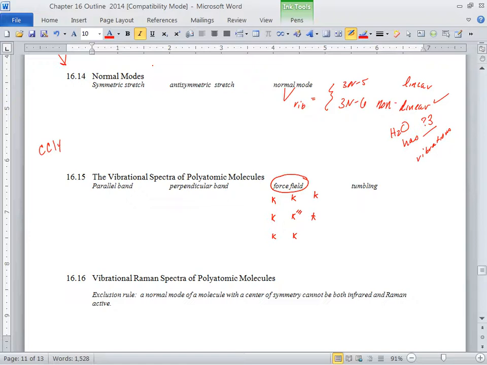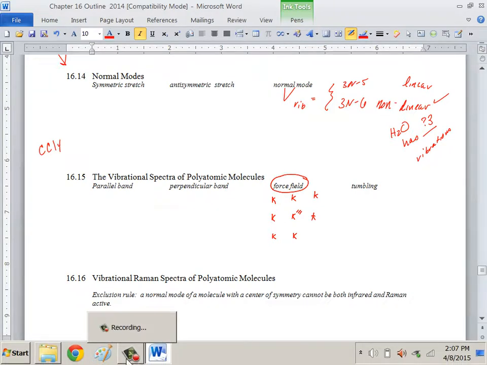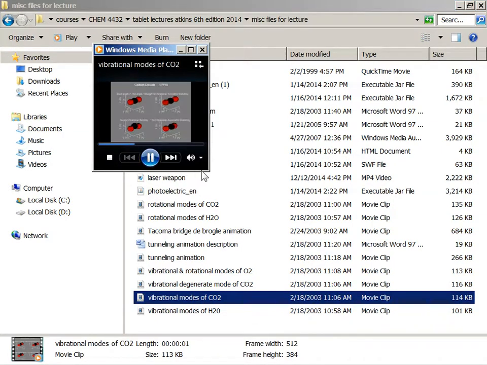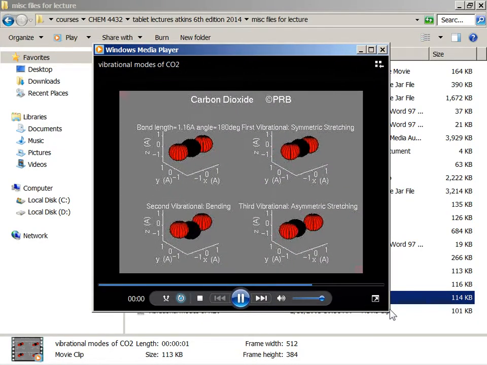Parallel band and perpendicular band. Okay, so let's say you have a couple of these. Let's go back to CO2. Did I delete it? I think I did. I want this to be symmetric. Where is CO2? Okay. So take a look at this. We're supposed to be talking about parallel band and perpendicular bands. They're just peaks in the IR spectrum. And this oscillating dipole, everyone agrees there's an oscillating dipole here, right?